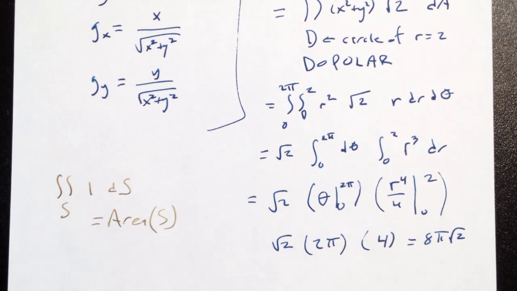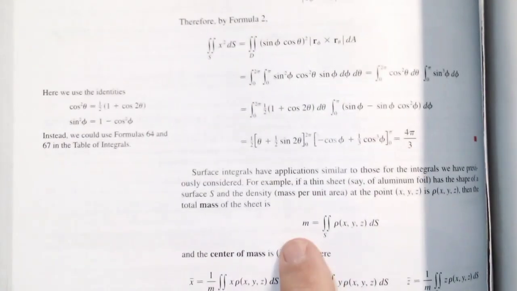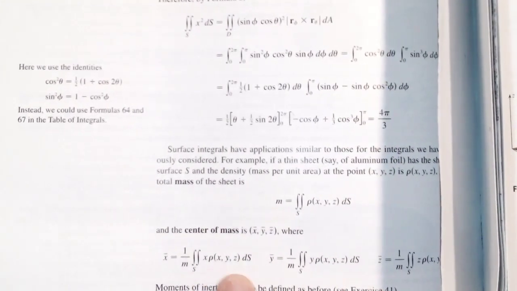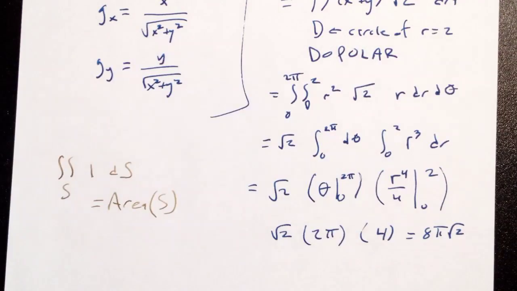There's an example on page 1124 where all of these formulas are. Mass uses the density equation, and the centers of mass use exactly the same idea. Multiply by x times the density, y times the density, or z times the density. I will do this very, very rarely. I'll leave that to the physics department.